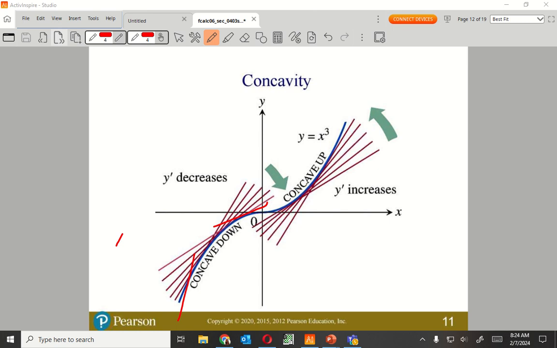So right here, on the right-hand side, it starts off here, right? So the slope is going up, but isn't this at an increasing rate? Yes, it's getting steeper and steeper and steeper. So it's increasing at an increasing rate.